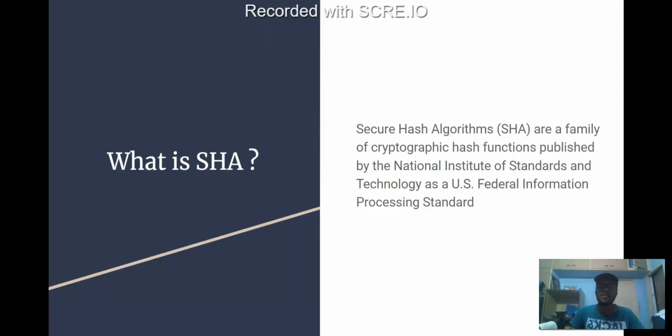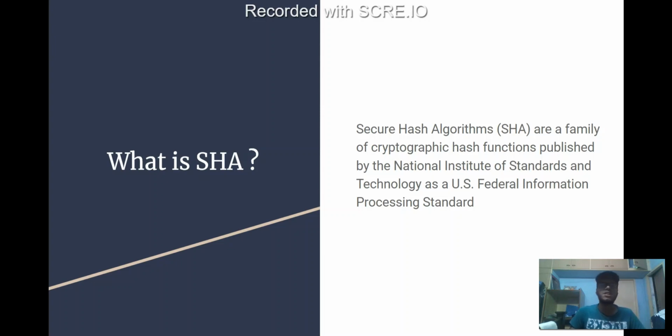Now, let us see what is SHA. SHA, also known as secure hash algorithms, are a family of cryptographic hash functions published by the National Institute of Standards and Technology as US Federal Information Standards. SHA is divided into four broad types, namely SHA-0, SHA-1, SHA-2, and SHA-3.